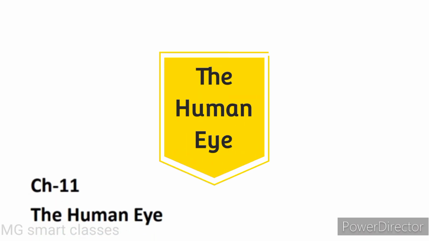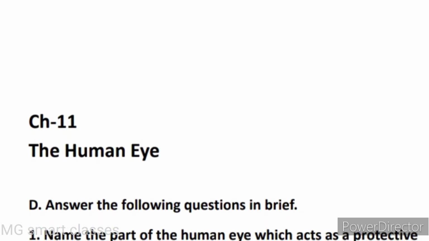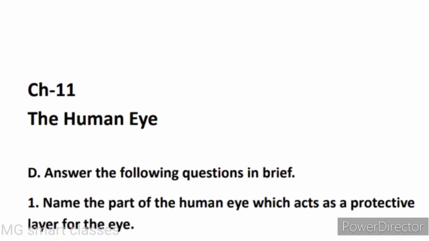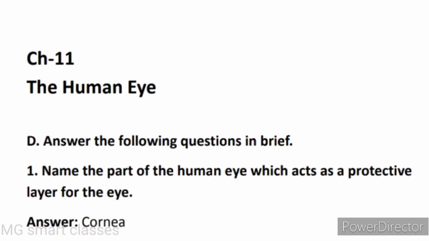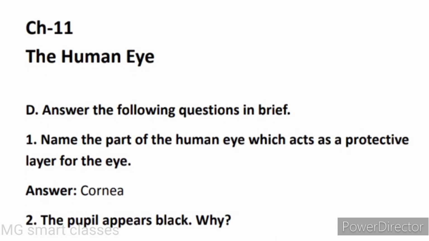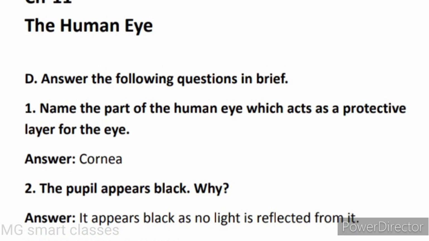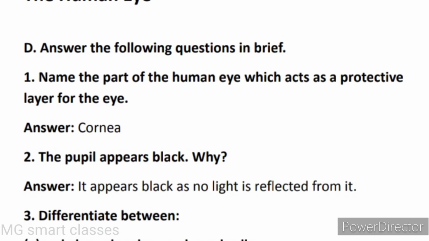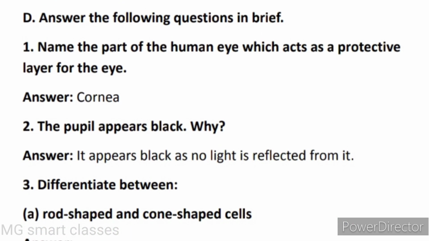Chapter 11, The Human Eye, Part D and Part E. Question answer. Part D. Question number 1. Name the part of the human eye which acts as a protective layer for the eye. Answer. Cornea. Question number 2. The pupil appears black. Why? Answer. It appears black as no light is reflected from it.